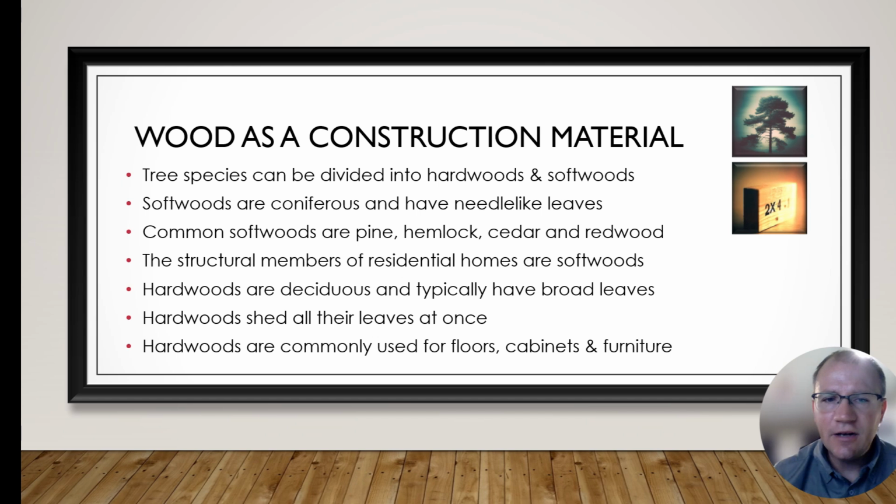Let's begin by talking about wood as a construction material. Tree species can be divided into hardwoods and softwoods. Softwoods are coniferous and have needle-like leaves. Common softwoods are pine, hemlock, cedar, and redwood. The structural members of residential homes are usually made out of softwoods. Hardwoods are deciduous and typically have broad leaves. Hardwoods shed all their leaves at once. Hardwoods are commonly used on floors, cabinets, and furniture.